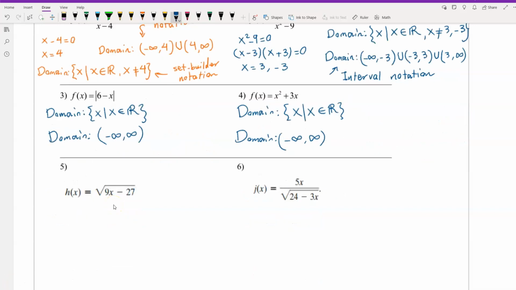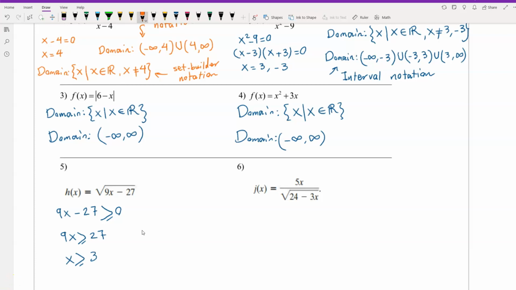Number 5, our function equal to square root of 9x minus 27. Now here in this case we have square root. So use what we have inside, square root 9x minus 27. Whenever you have square root, you should have greater than equal to 0. And then solve for x. So I added 27 to both sides first, and then divided by 9 both sides. So x is greater than equal to 3.